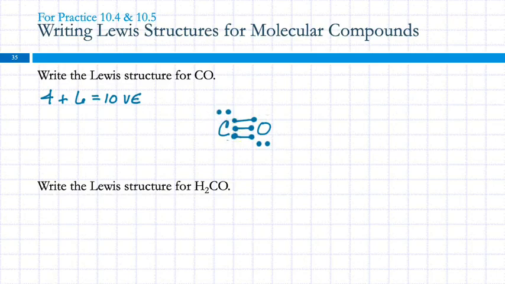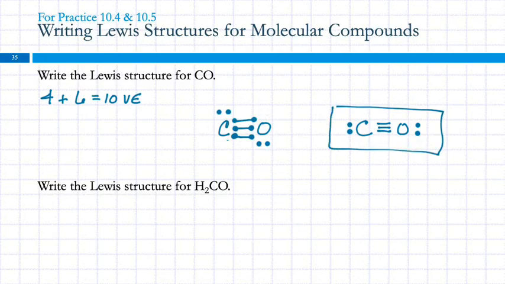Yay, we made them both happy. It's kind of ugly though. So let's write it nicely. So we have a triple bond. So triple line, oxygen, and then I have a lone pair on each of those. So there's a lone pair and a lone pair. And so here is my Lewis structure.